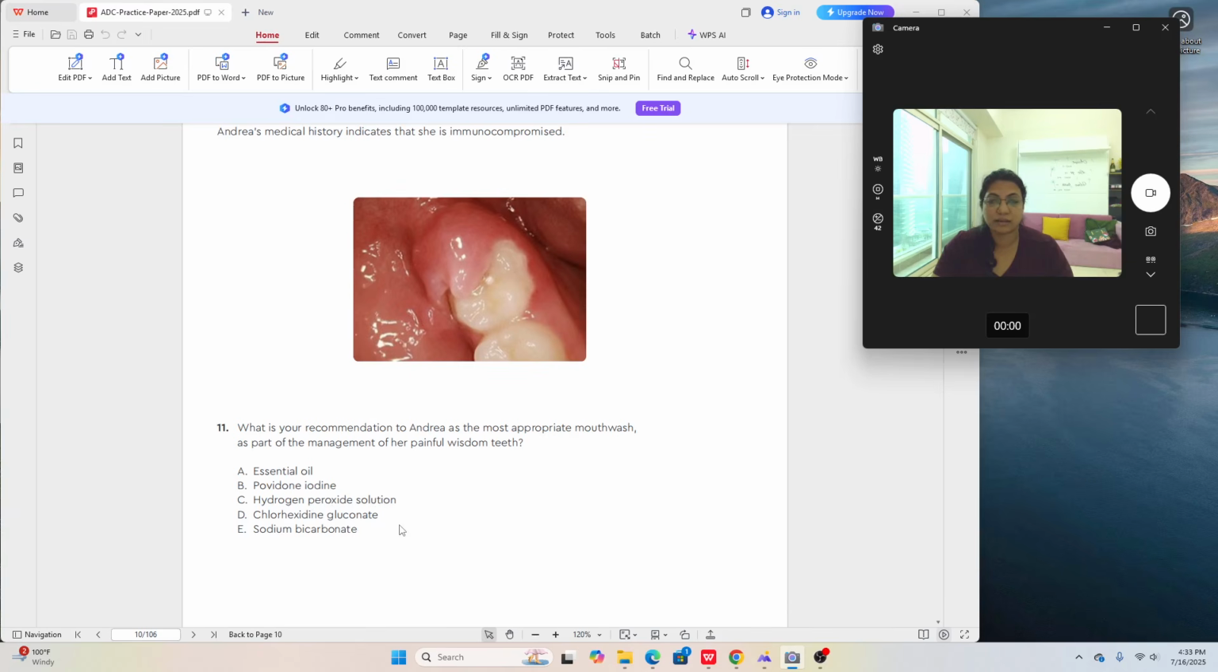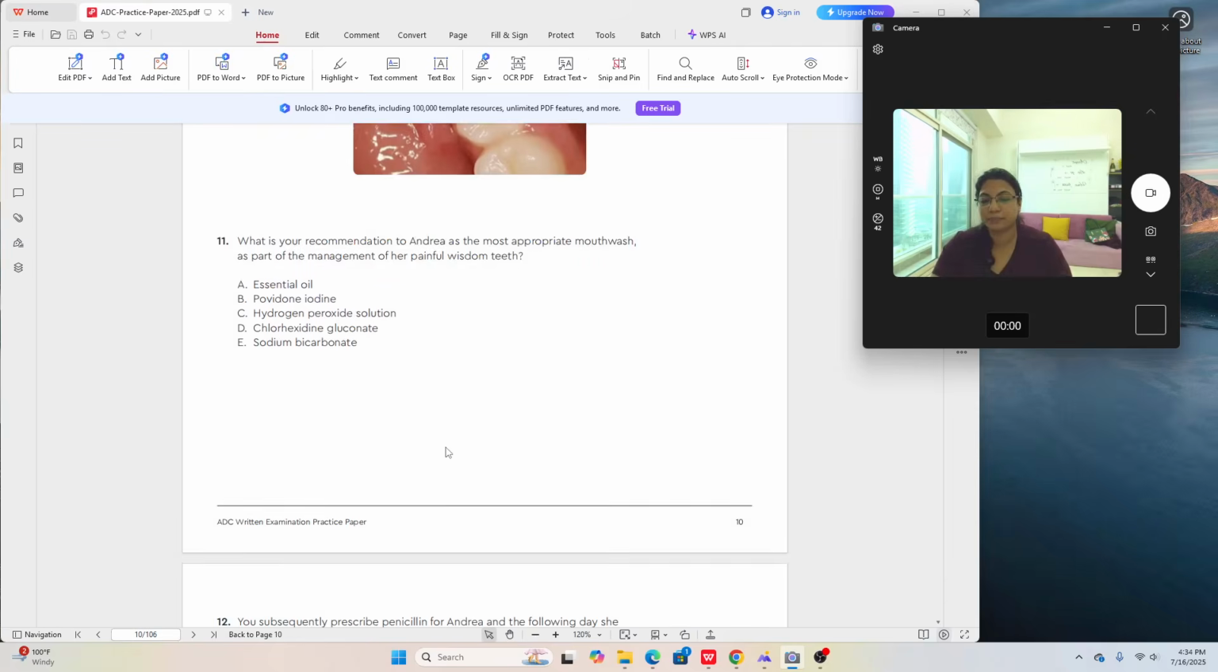Chlorhexidine gluconate, that's a standard mouthwash, it's available and it's amazing, and it's not causing any burning or sloughing of the tissues that hydrogen peroxide may cause. Sodium bicarbonate, not a wrong answer technically, but if I have to choose the most appropriate mouthwash which is easily available and equally effective, then the answer is chlorhexidine gluconate, 0.2%, sorry, 0.2%. 2% chlorhexidine gluconate you use as a root canal irrigant solution. 0.2% chlorhexidine gluconate is what is available out in the market, and that is the one you are going to ask her to use.